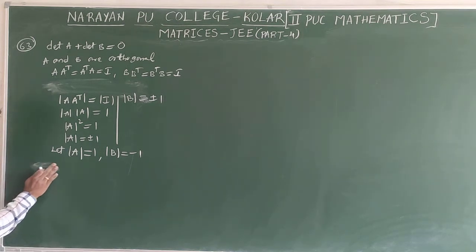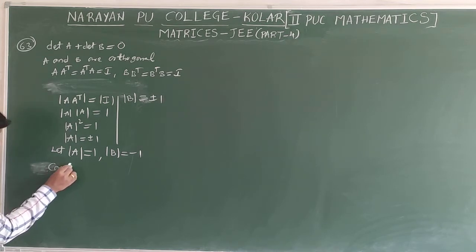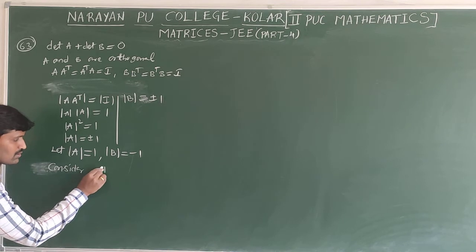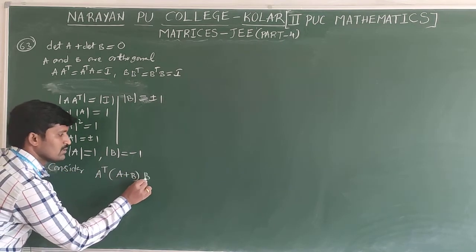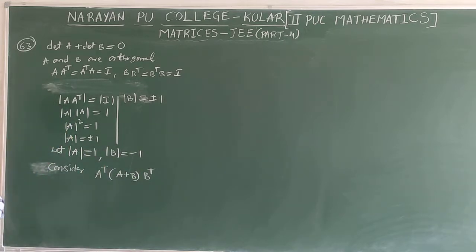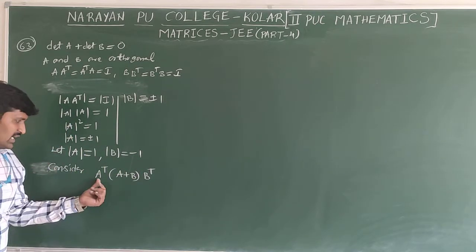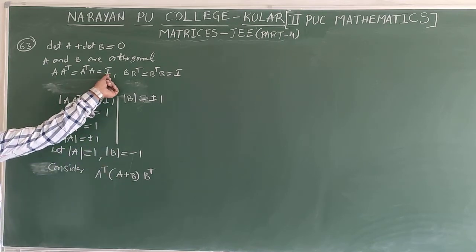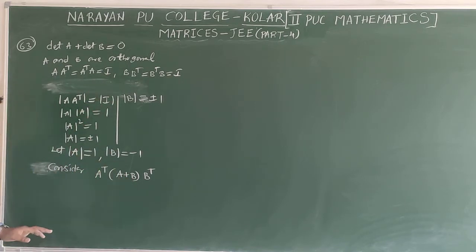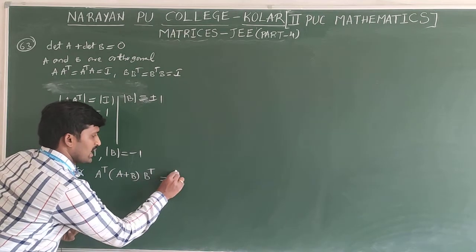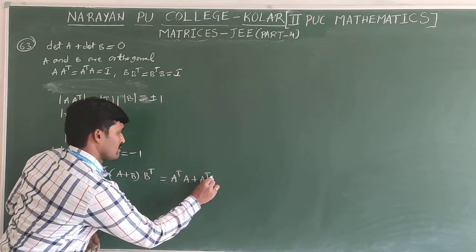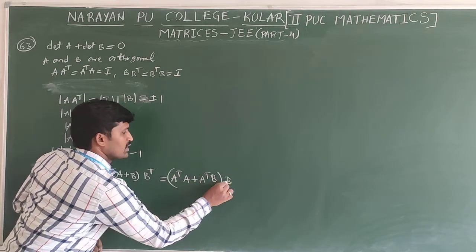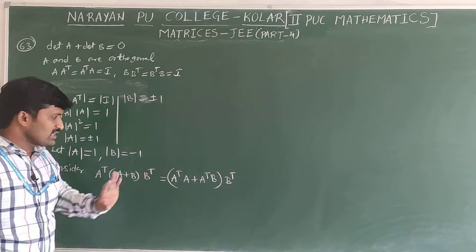Directly we can't find a value. In this, I will take the notation, consider A transpose into A plus B into B transpose. What will this product give? Check once. A transpose into A is called I. A transpose into B, one thing. If you find the product, check once: A transpose into A plus A transpose into B into B transpose.